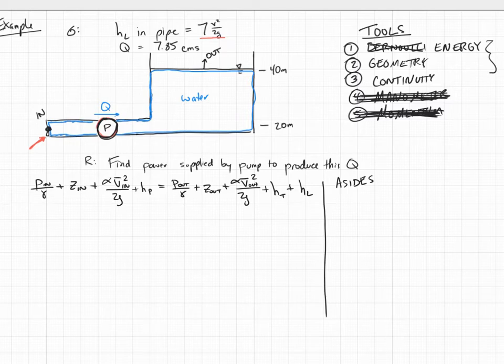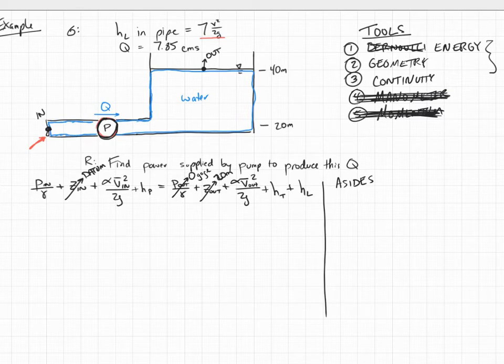The Z in, what's the elevation of the Z in? Well, that is going to be our datum, so that's going to be 0, which means Z out is going to be 20 meters, because it's 20 meters higher than the datum. Some of you might prefer to make the Z in 20 and the Z out 40. Totally fine. I forgot the P out. What's the P out? Well, it's connected to the atmosphere, so we're going to make that 0 gauge.